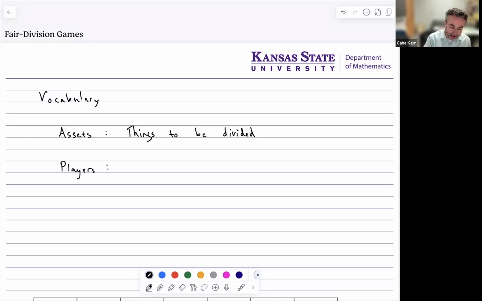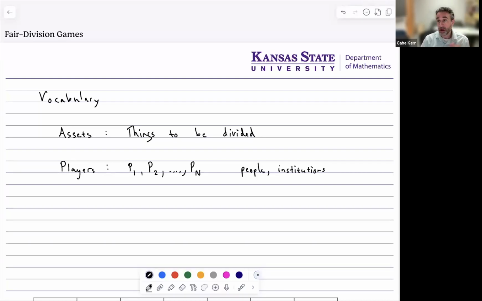And the players are going to have the labels P1, P2, up through Pn, just as we were having in the previous lectures. So we have n players, n is going to be some number, and each player will need to receive some of the assets, ideally at least. So the players you can think of are people or institutions. Yeah, any sort of entity that can receive the assets.